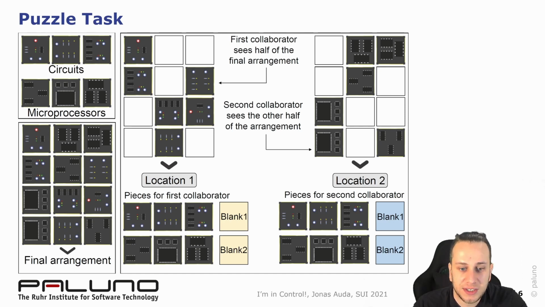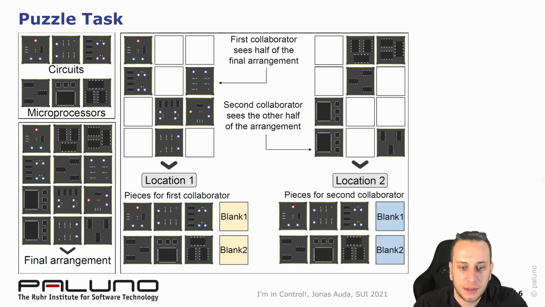The task was designed to elicit collaboration. Each collaborator had half of the knowledge about the complete solution. Hence, to complete the task, the collaborators had to support each other by sharing knowledge. The collaborator in one location was provided with the plan showing the target positions of circuit parts, the other one with the target positions of microprocessors. One can see the individual plans on the lower right.